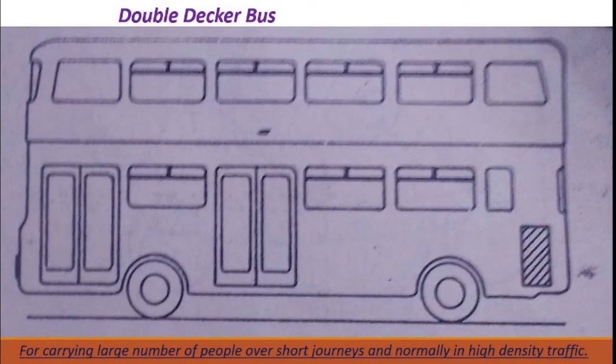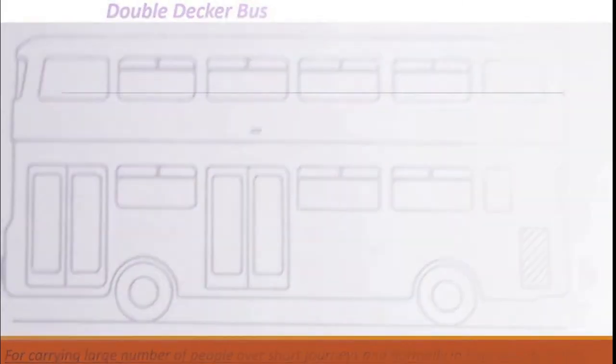That is a double-decker bus. A double-decker bus will have another level on top of the one below. They are for carrying a large number of people over short journeys, normally in high density traffic, like in cities such as Nairobi, London, New York, Moscow, Johannesburg, all cities in the world, of course where there is high density traffic.